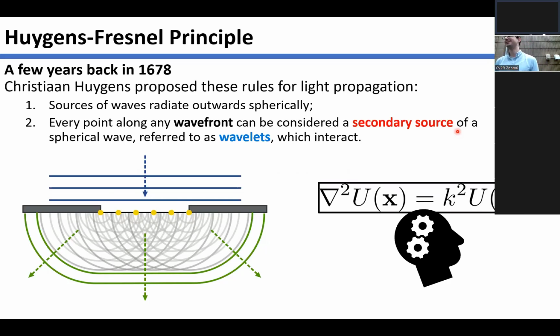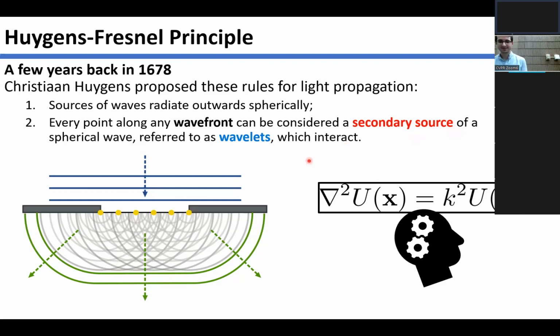So for pretty much everything we're going to do from now on, we'll just think about the two following things. First of all, I'll assume that sources of waves radiate out spherically, okay? That's a pretty simple assumption. The other assumption is every single point along a wavefront can be considered a secondary source, which we'll refer to as wavelets, which interact. And then we'll add up those wavelets and we'll get where the wave will be at the next instant of time.